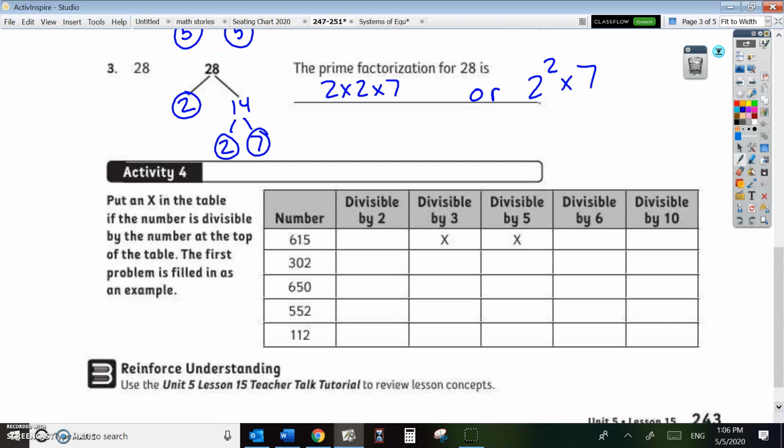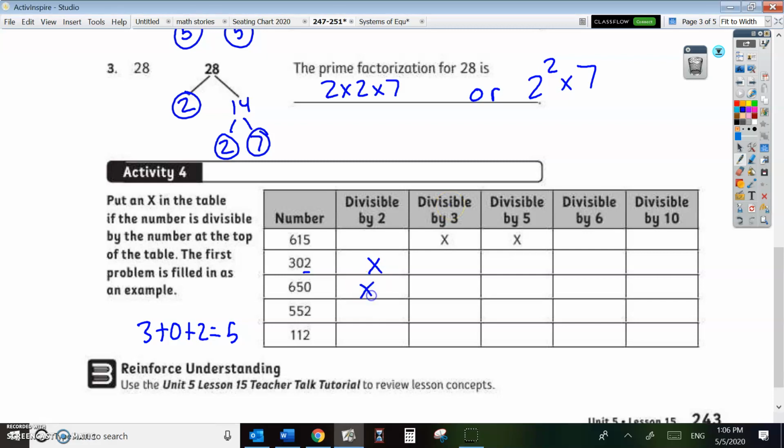Divisibility rules. Put an X in the table if the number is divisible by the number at the top. The first problem is filled out as an example. So 302 is even, so it is divisible by 2. 3 plus 0 plus 2 equals 5. 5 is not divisible by 3, so this is not divisible by 3. It ends in 2, so it's not divisible by 5. It didn't work to be divided by 3, so it's not divisible by 6. And it doesn't have a 0, so it's not divisible by 10.